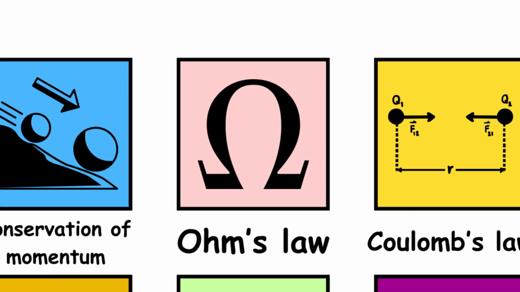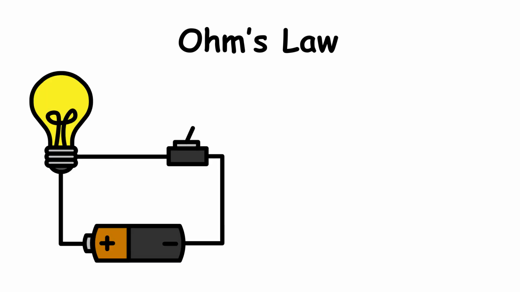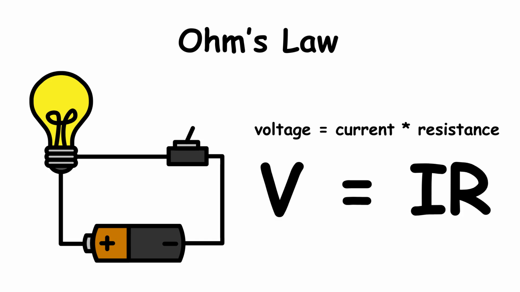Next, we have Ohm's law. Voltage equals current times resistance. In electric circuits, the voltage is equal to the current multiplied by the resistance. It's the backbone of how every electronic device works.